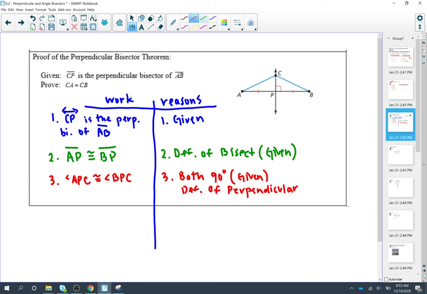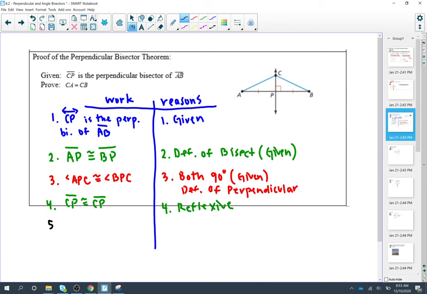If we remember anything from last year, that's a side and an angle. What if I could get another side? Well, what do I know about CP? Step 4, I know that CP is congruent to CP because it's the same line. Whether it's on this triangle or this triangle, it's the same thing. So that is going to be our reflexive property, because it's like looking at yourself in a mirror. It's reflecting. So now I have a side, an angle, and a side of both triangles. So I know those triangles are congruent.